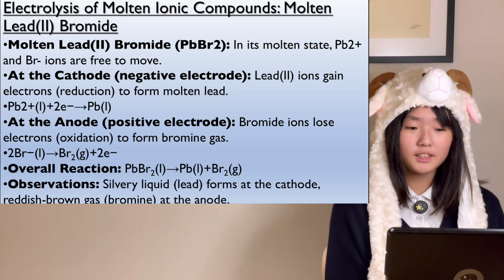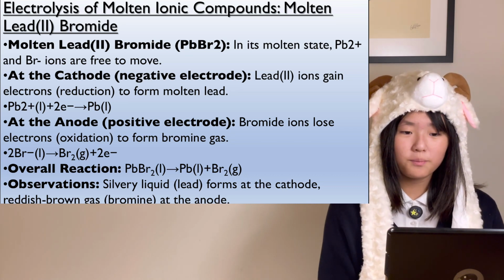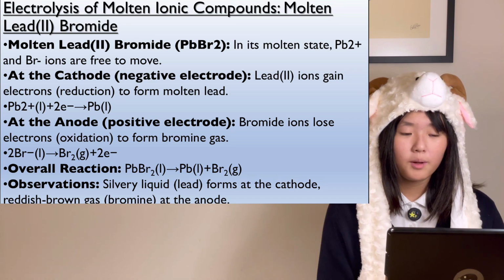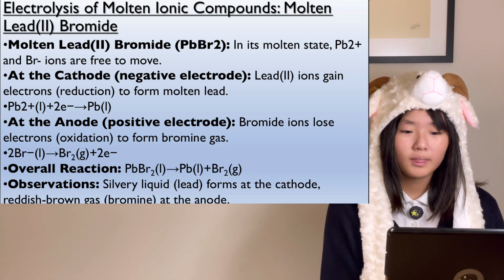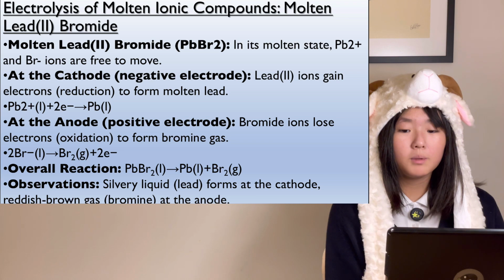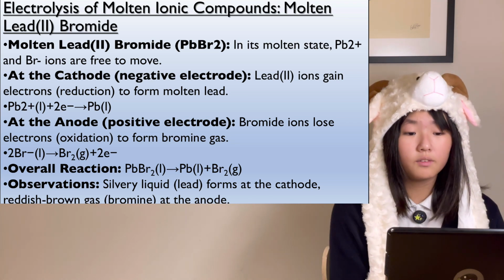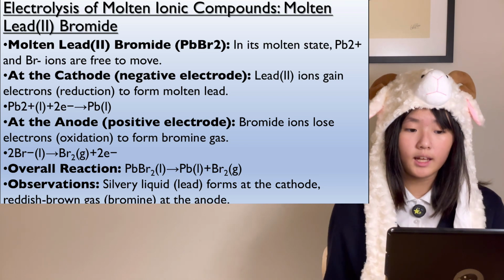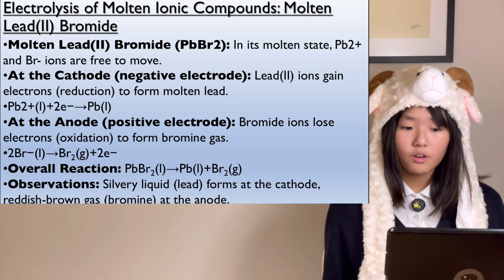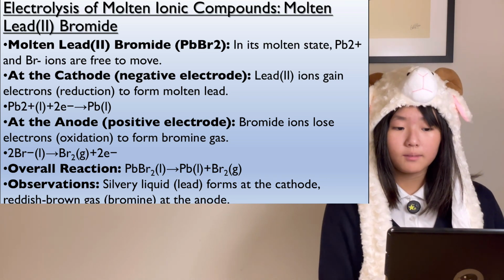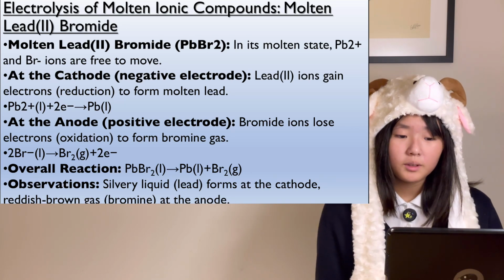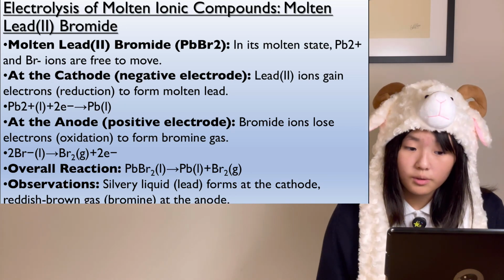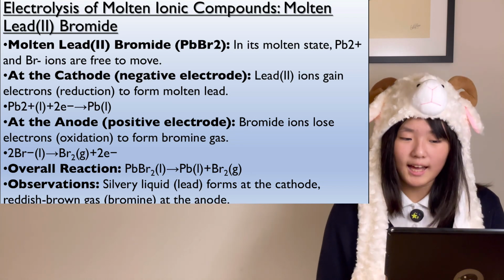Now I'll teach you the process of electrolysis of molten ionic compounds. For this example, I'll teach you about molten lead bromide. In its molten state, Pb2+ and Br- ions are free to move. At the cathode, lead-2 ions gain electrons through reduction to form molten lead. At the anode, the positive electrode, bromide ions lose electrons through oxidation to form bromine gas.